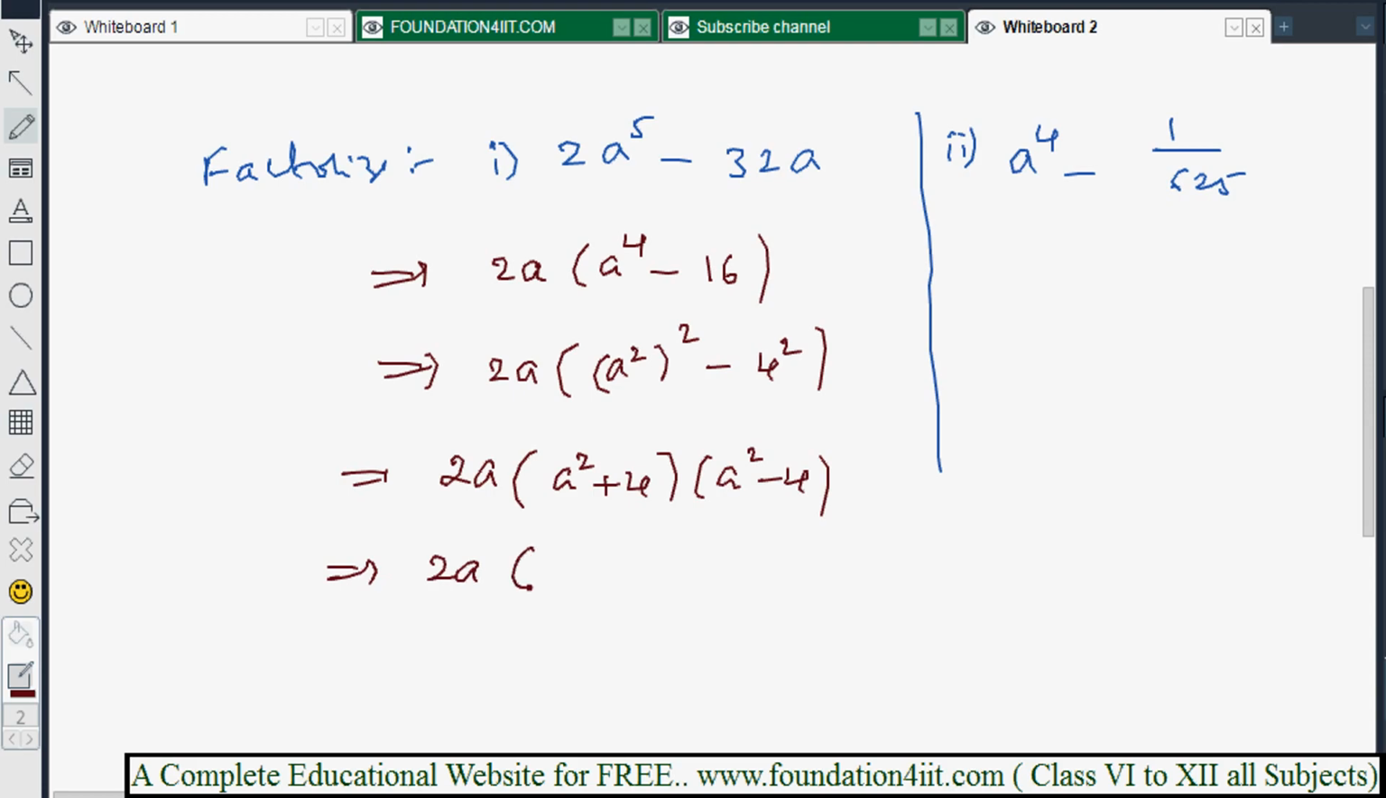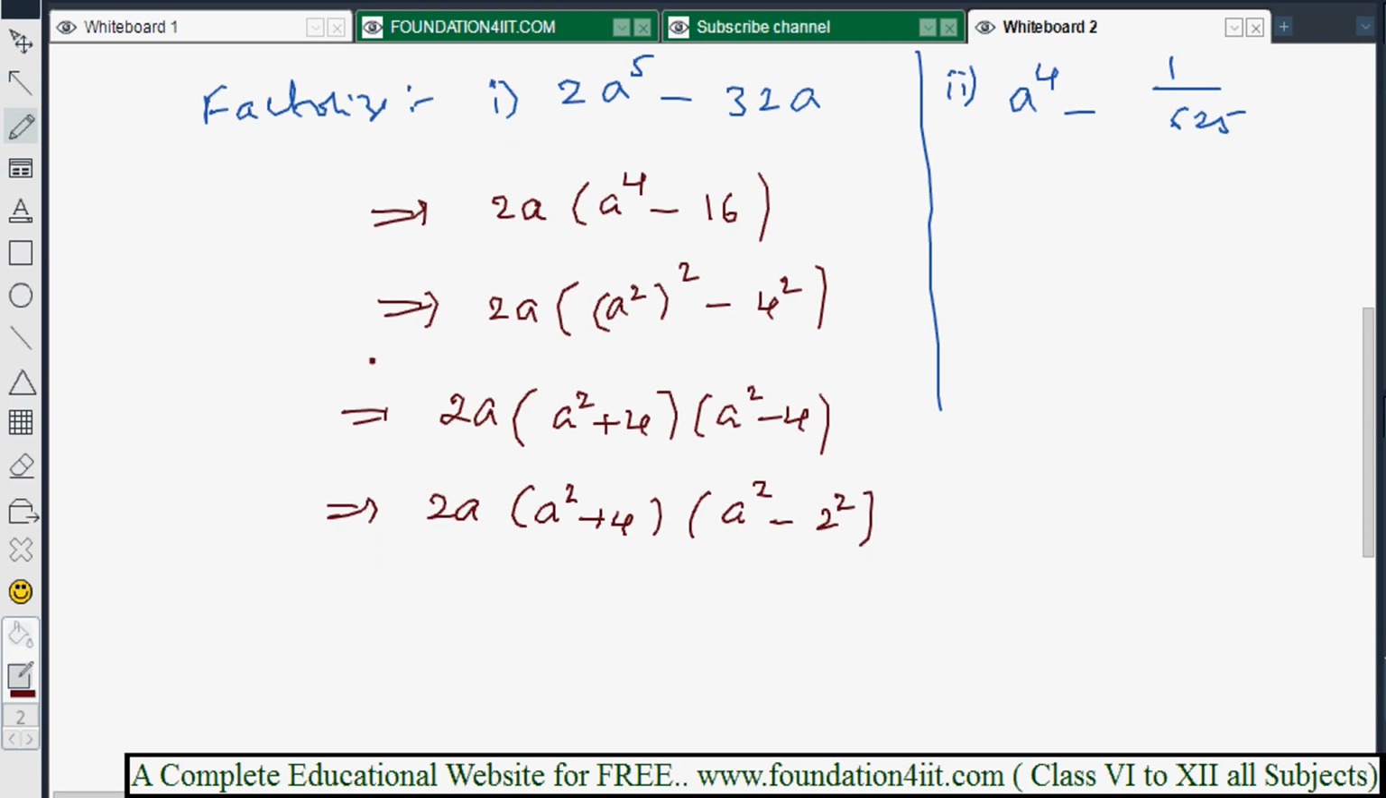2a of (a square plus 4). Here a square minus 4, I can write 2 square again. Because it is possible, you can simplify. That is 2a (a square plus 4), again a square minus 2 square. Now that is a plus b into a minus b formula. So (a plus 2) into (a minus 2). That's it. Now we wrote the product of polynomials, and it can be 2 or more also. So it's got 1, 2, 3, 4 in total.